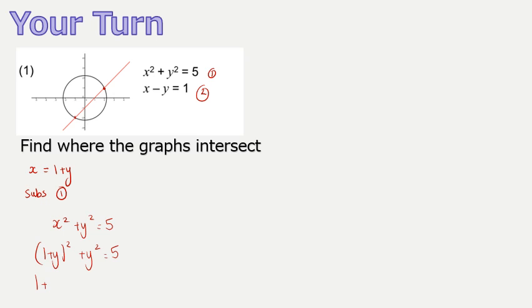Expanding the bracket would give me 1 plus 2y plus y squared, and then I've got that y squared on the end equals 5. Collecting all the like terms, I've got 2y squared plus 2y plus 1 equals 5. And because I've got now a quadratic term, I want to get it all over to one side to make it equal to 0 so that I can factorise, which means I've got to take away 5 from both sides.